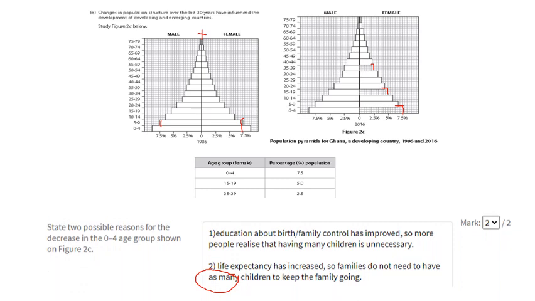The next question was a state question again. So state, don't need an explanation. Just give the points. State 2 possible reasons for the decrease in the 0 to 4 age group shown. Now, some people have said, oh, people didn't want females because they'd not looked at this information here, thinking that no females were born there. So that was a bit of a trick because you weren't asked to fill this in, but we need to use our common sense a little bit.